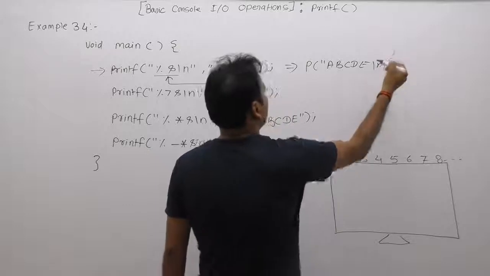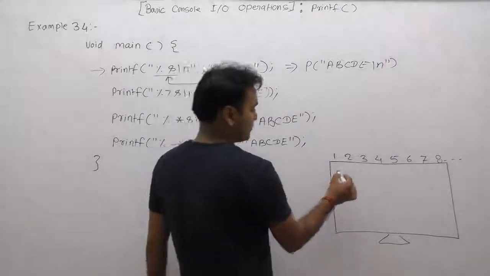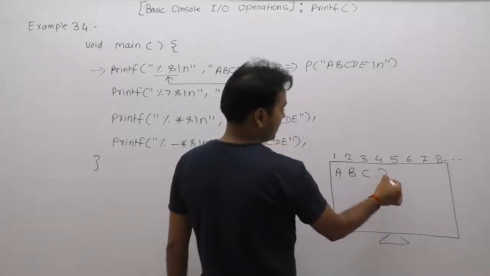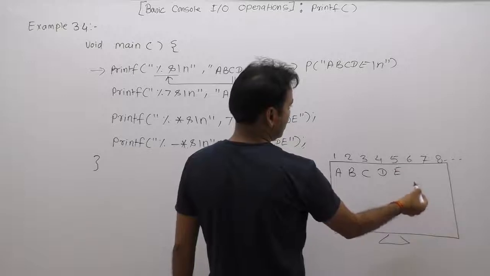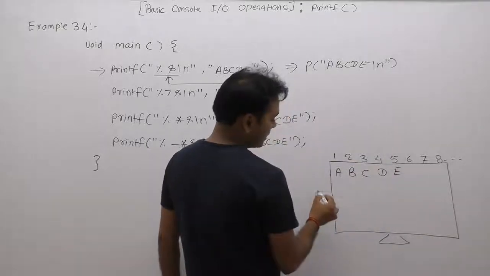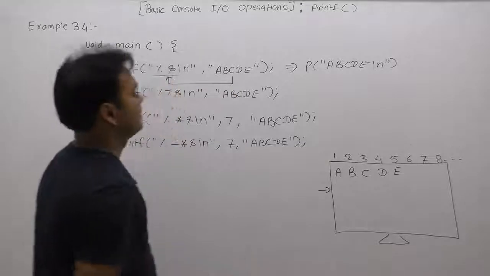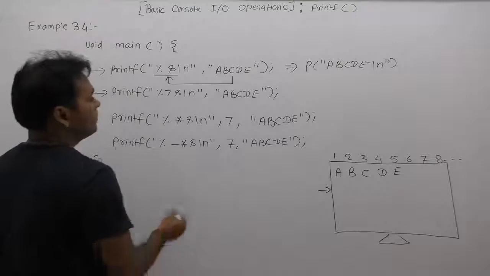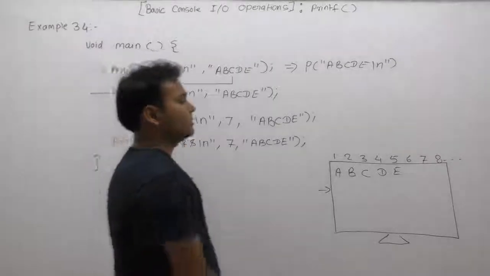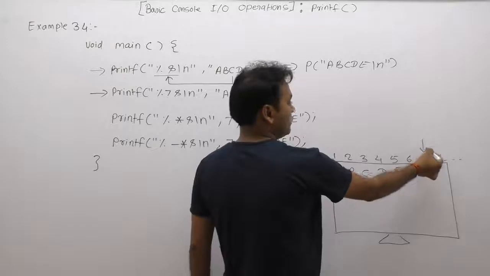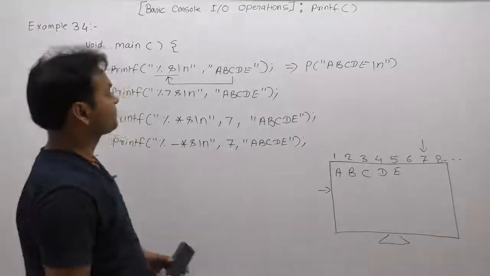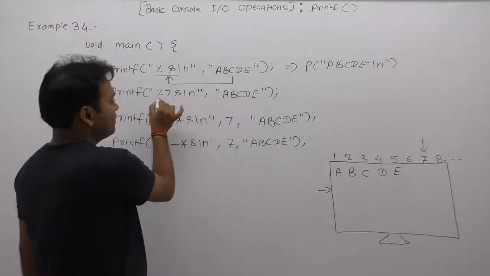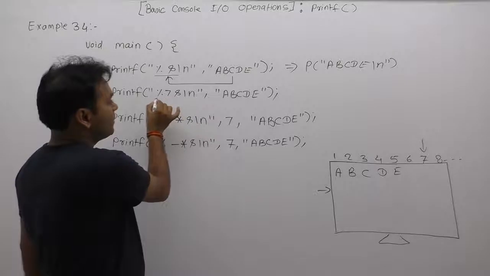slash n. Therefore the final message becomes, here we are not supplying any width value, therefore the value is displayed in the normal manner a b c d e. After that, according to slash n, the cursor will be shifted to the next line. Next one, according to the second printf, here we are supplying width value as 7. Therefore, the given string will be displayed in the form of 7 bits. In that case, we are supplying only 5 characters. In that case, what happens?